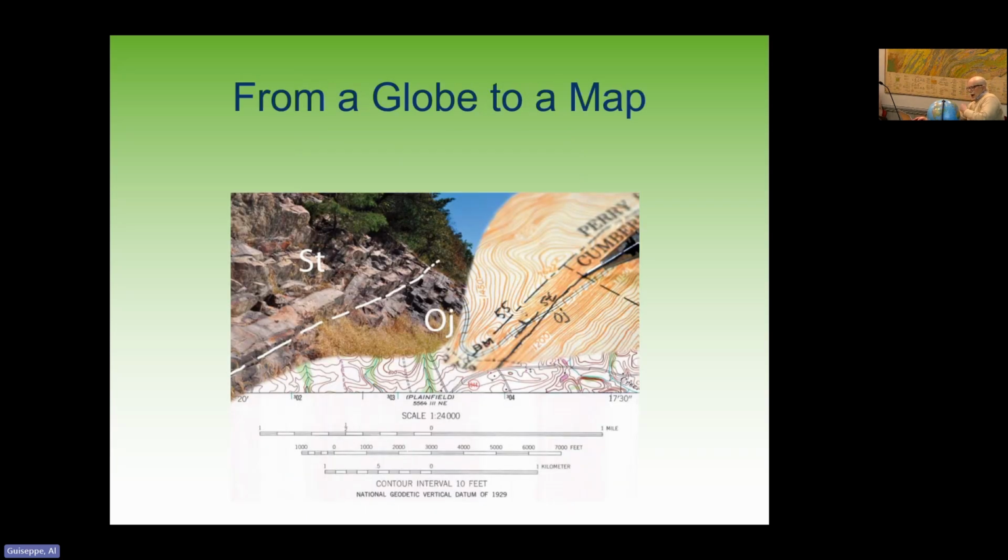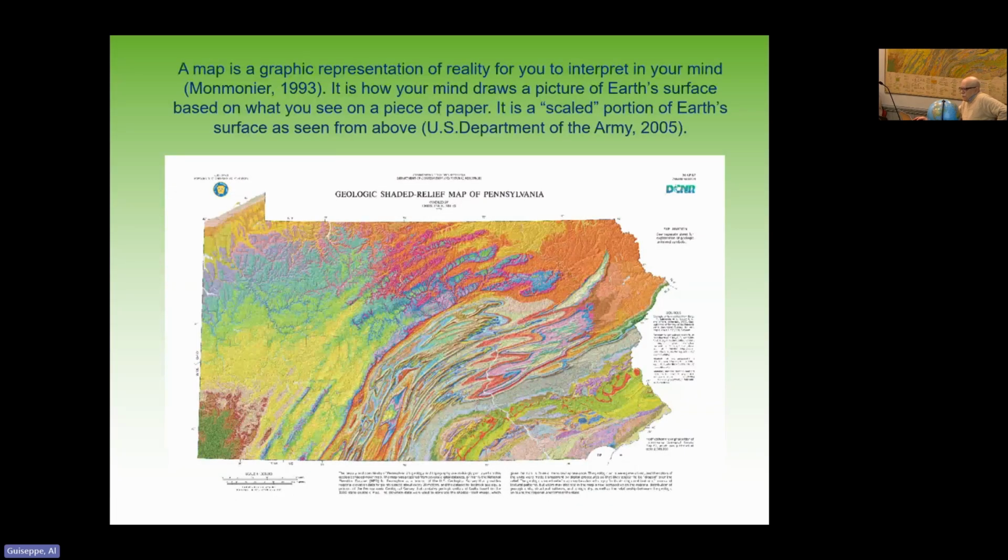So, globe to map. A map, we know what a map is. It's a graphic representation of what we interpret in our mind. And its purpose is to put it down on paper so we can get somebody else to figure out what we're talking about. So it conveys the idea. And that map back there, that's the 500,000 map. I don't have a copy. That's pretty sad. You have to do something about that.